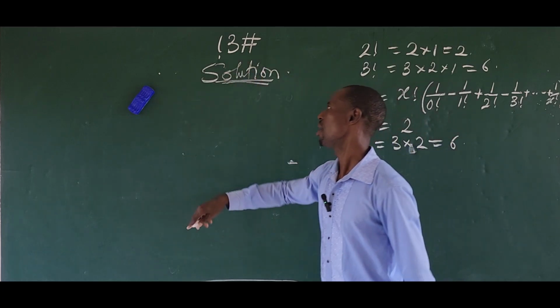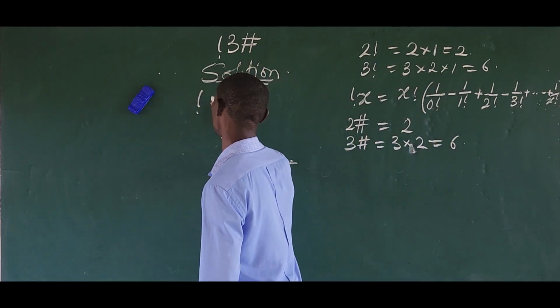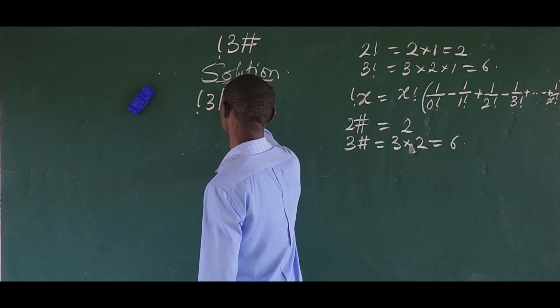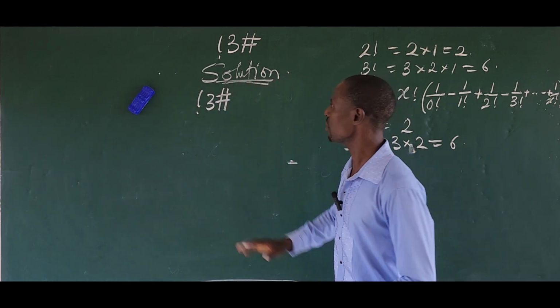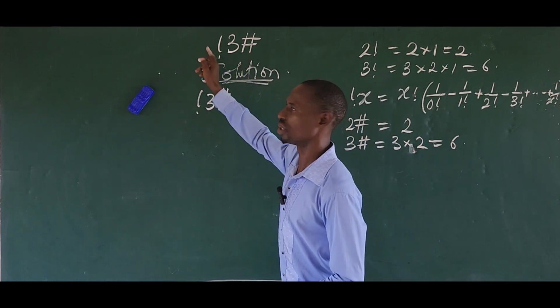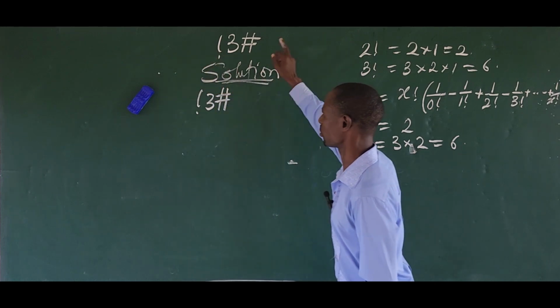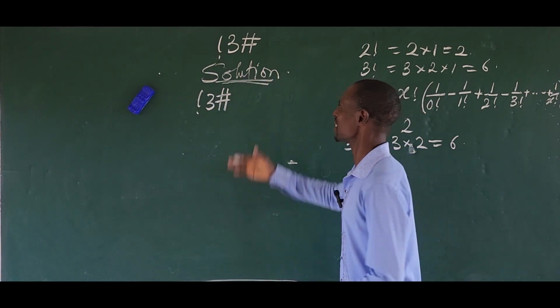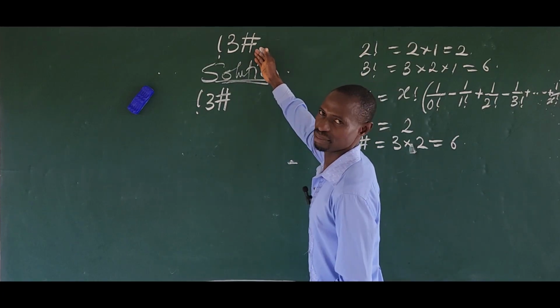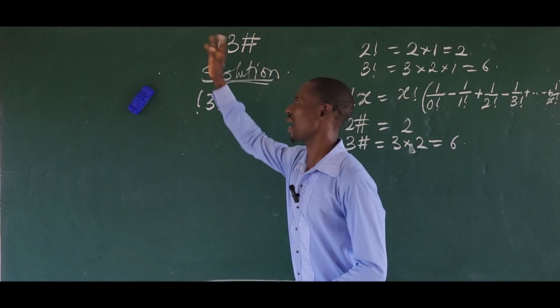Now let's come to our question here. We are having the subfactorial of 3 primorial. So how are we going to handle this? Are we going to solve from this side backward, or start from the subfactorial backward? In handling this, we start from the primorial side, so we solve backward here.